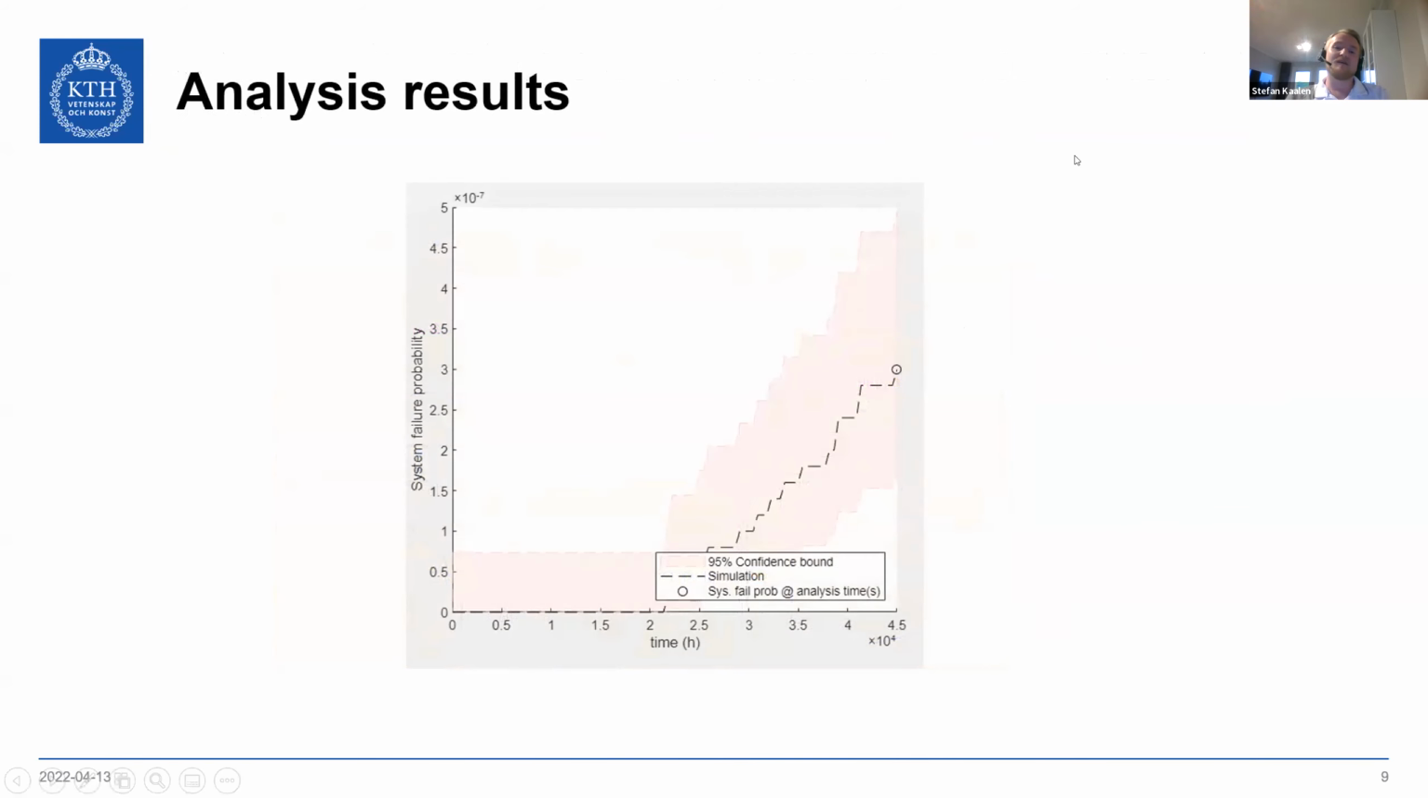But what we could do with the SMP tool is, for example, perform a transient analysis. So here we looked at what happens after a lifetime of 45,000 hours of a vehicle. What's the actual probability that we will have this wheel lock? And we found here that the probability was about 3 times 10 to the power of -7. And it's based on simulations, so we get a confidence interval. The 95% confidence interval is all below 5 times 10 to the power of -7.